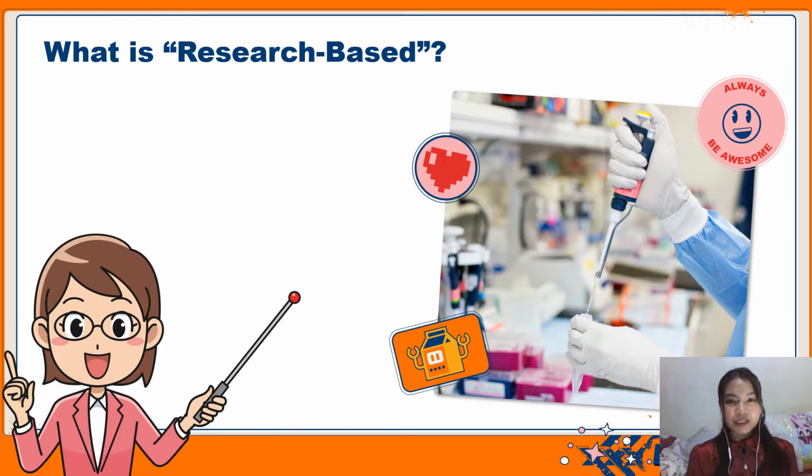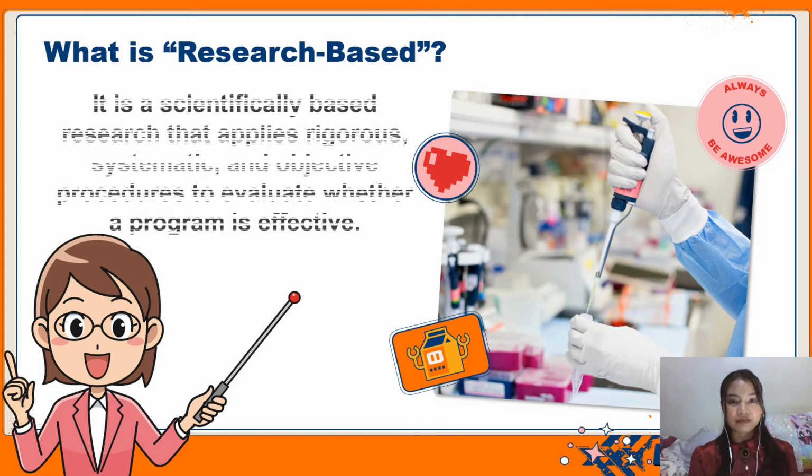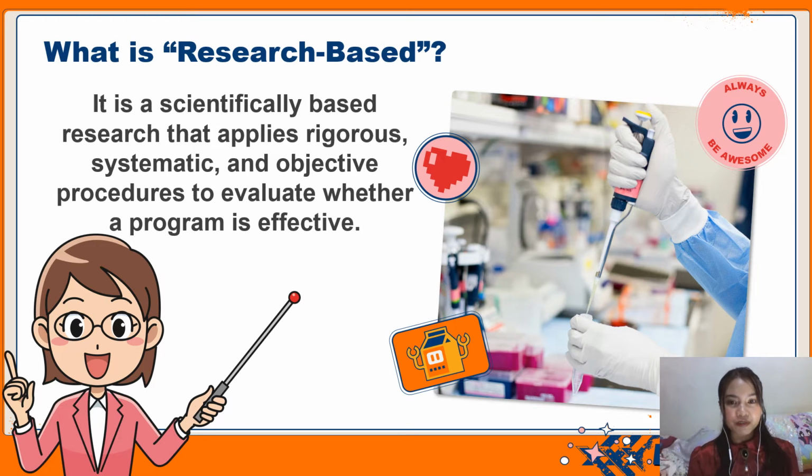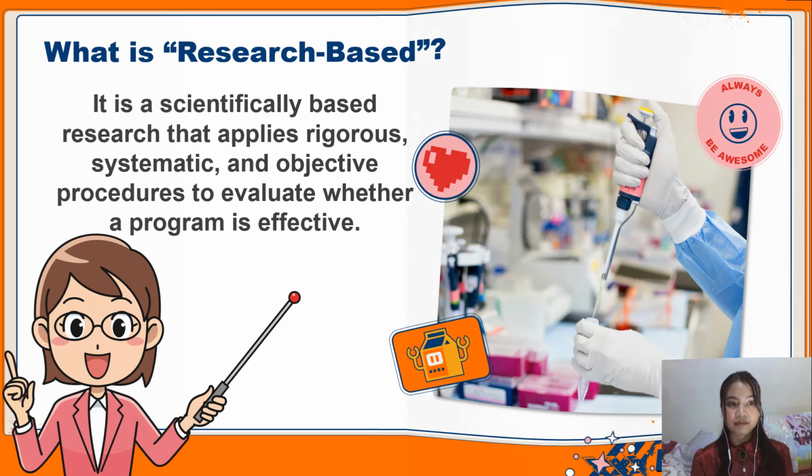Before we proceed to our discussion on research-based strategy, let us first clear what research-based means. According to the U.S. Department of Education, or DOE, when we say research-based, it is a scientifically based research that applies rigorous, systematic, and objective procedures to evaluate whether a program is effective. The DOE has identified the 5 qualities necessary to qualify for the scientifically based research label.